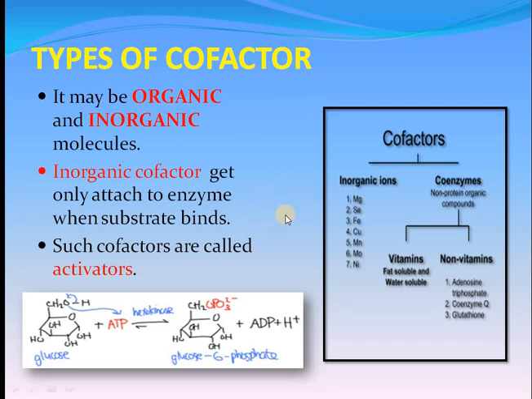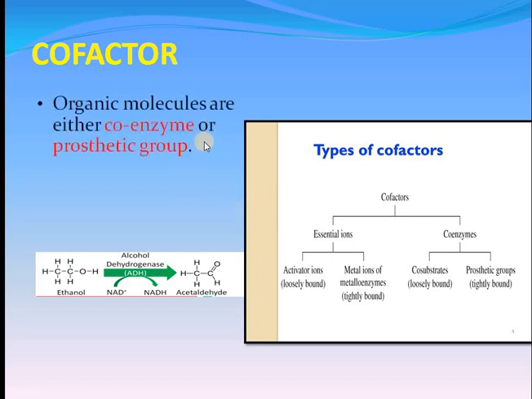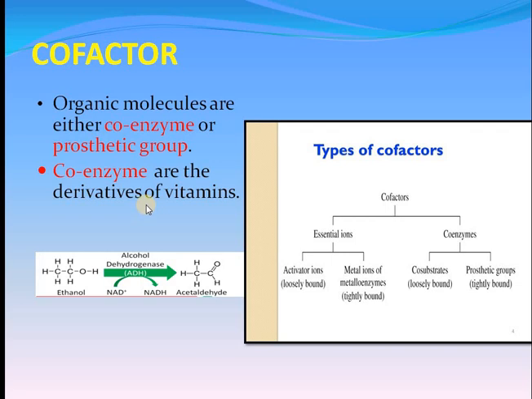Now we will talk about the organic ones. Organic molecules are either coenzyme or prosthetic group. हमारे पास जो organic molecules हैं उनको हम आगे divide कर सकते हैं coenzymes में या फिर prosthetic group में. Now what are coenzymes? Coenzymes are basically derivatives of vitamins. They have detachable cofactor, meaning these cofactors are detachable. These are not permanently attached to them.